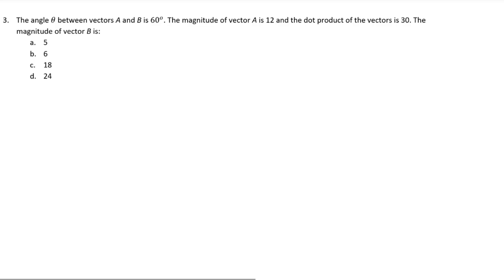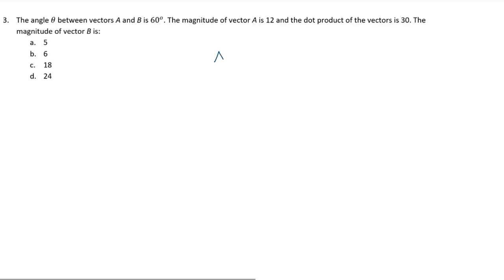The third question is in relation to a dot product. We are told that the angle between two vectors A and B is 60 degrees. We are also told that the magnitude of one of these vectors, vector A, is 12, and that the dot product of the vectors is 30. The question is then asking us what is the magnitude of the second vector, vector B. Is it 5, 6, 18, or 24?